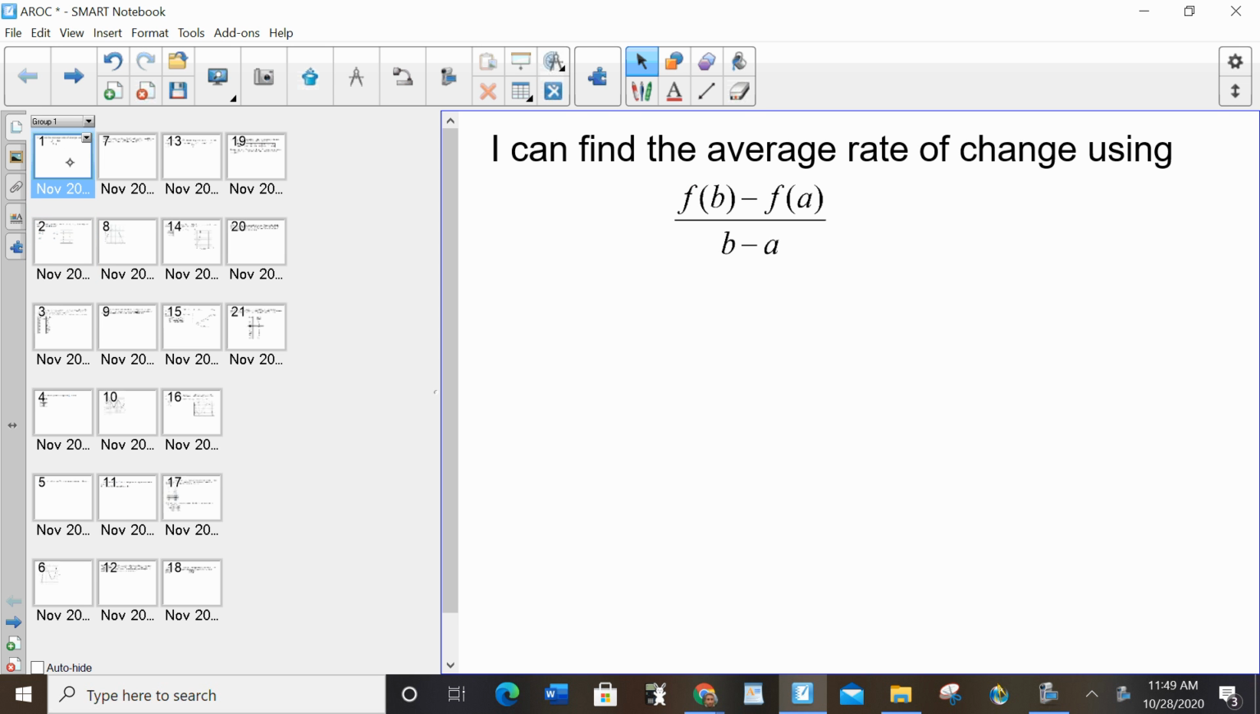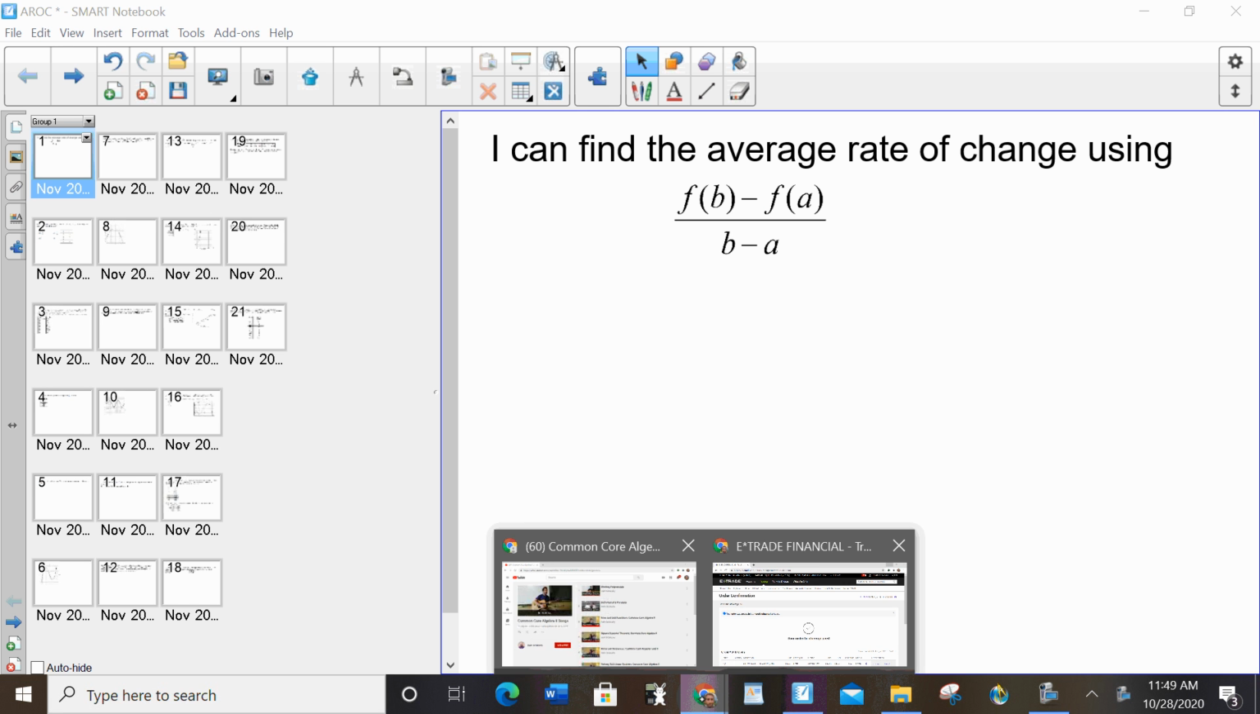It's a formula. Whenever they ask you for average rate of change, it's the formula that you need to use. You need to have it memorized. So that's why we have our songs.